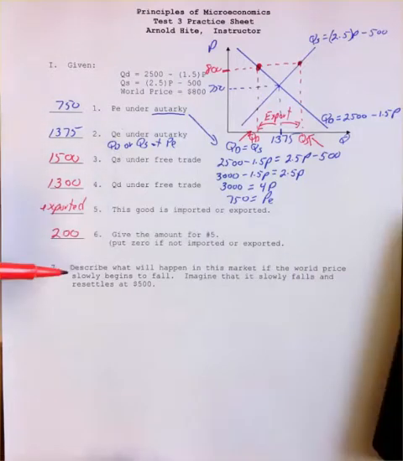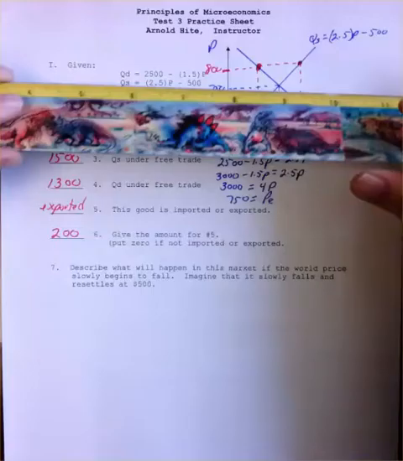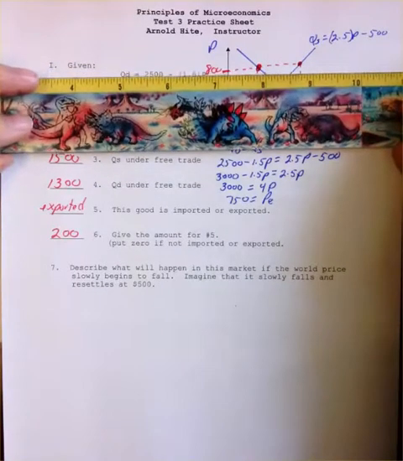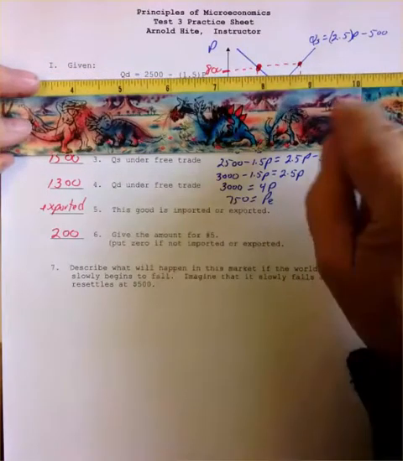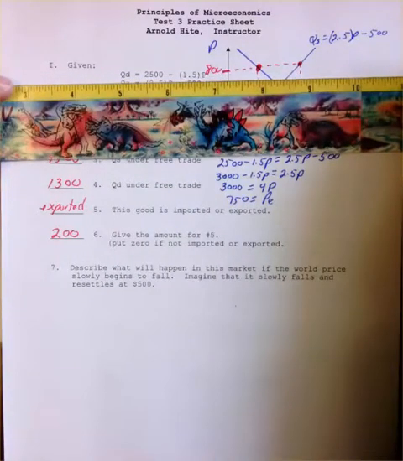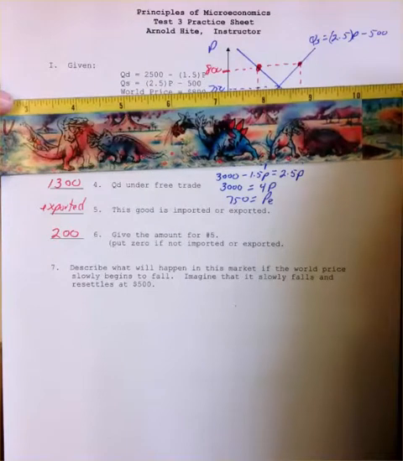Finally it says describe what will happen in this market if the world price slowly begins to fall. So taking my ruler now, I'm up here at a world price of 800. Can you see if the price falls and falls and falls? Can you see that the amount that we're going to export shrinks because the quantity supplied is getting less, the quantity demanded is increasing? Finally, if the world price should fall all the way down to 750, this firm won't export any. It'll be in equilibrium. There's no difference between the world price and the domestic price, so they won't engage in international trade.